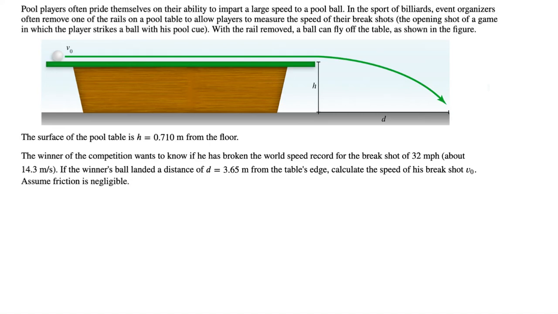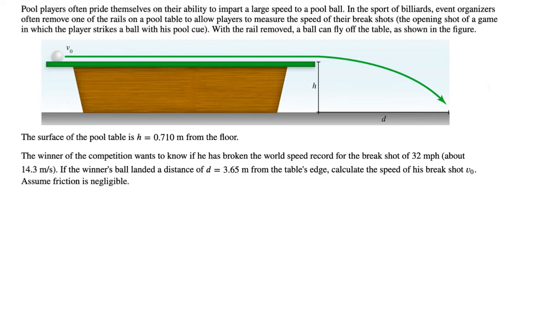Pool players often pride themselves on their ability to impart a large speed to a pool ball. In the sport of billiards, event organizers often remove one of the rails on a pool table to allow players to measure the speed of their break shots, the opening shot of a game in which a player strikes a ball with his pool cue. With the rail removed, the ball can fly off the table as shown in the figure.